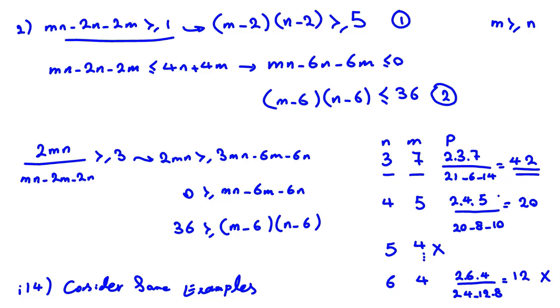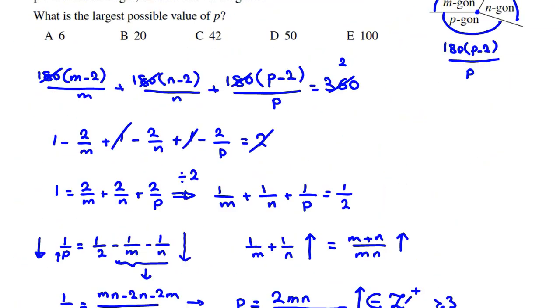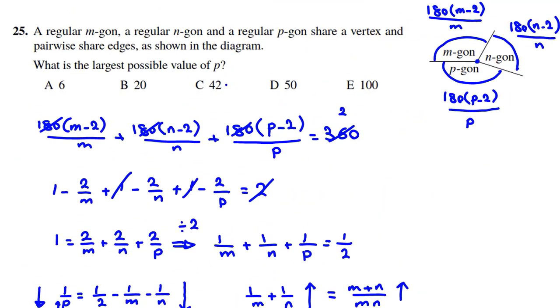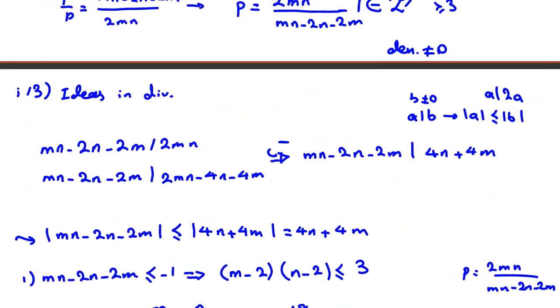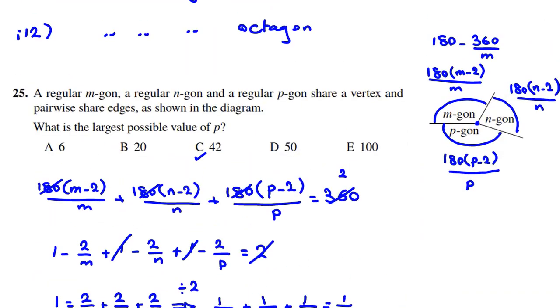and n, then p will be decreased because of the angles we've proved. And after 6, if you use 7, because we know m is greater than or equal to n, the answer will be worse than this. So the best answer is 42 here. Okay, so we've considered this problem 42 from different aspects, 14 ideas up to this part.